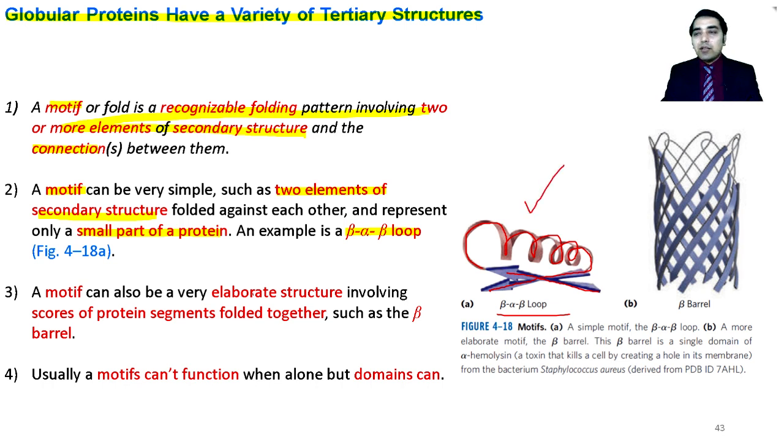A motif can also be an elaborate structure that contains several protein segments folded together, such as the beta barrel. We can see several beta sheets are folded together to make the beta barrel. This kind of structure also comes under the definition of the motif. Usually a motif cannot function solely, but domains can.